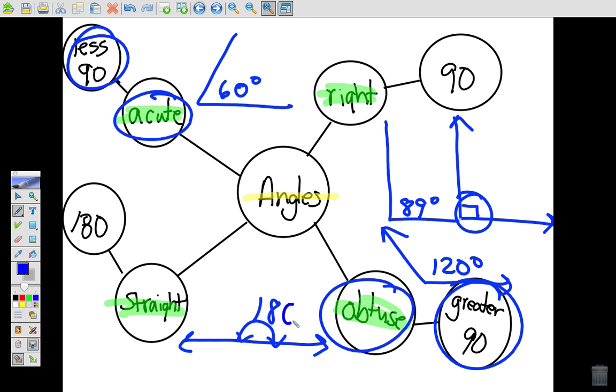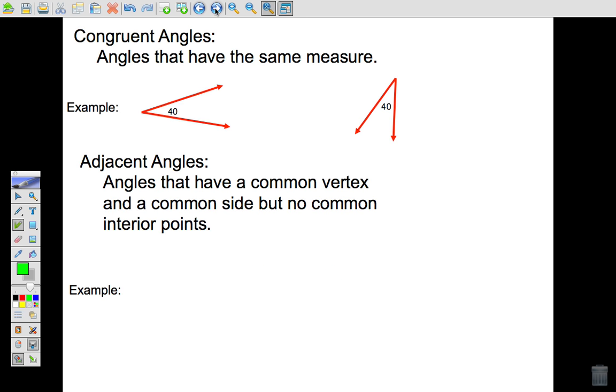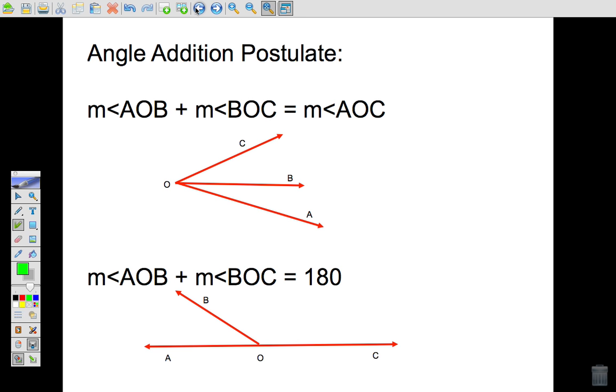It's 180 degrees. Any straight line is what we refer to as a straight angle. Now, there's two postulates, and this is probably the most important part of this lesson. Actually, let me look ahead here. We have some definitions, so actually you only have one postulate. The one postulate is called the angle addition postulate.